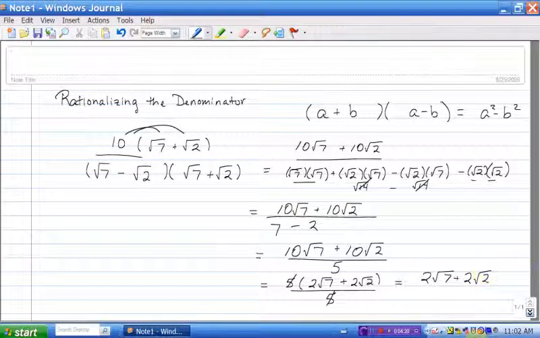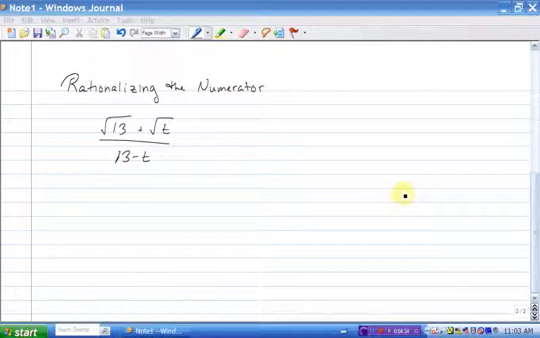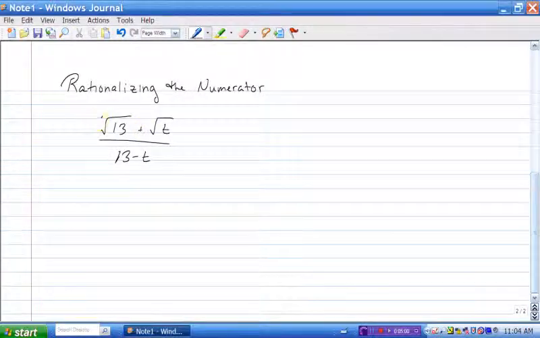Okay? Now sometimes you will be asked to rationalize the numerator. So that means I don't want to get radical expressions out of the denominator of a fraction. It's okay to leave them there. What I don't want is an irrational or radical expression in the numerator. So again, I'm going to use a conjugate pair, but I need to use the conjugate of the numerator, which would be the square root of 13 minus the square root of t.